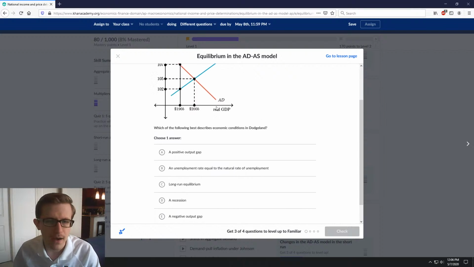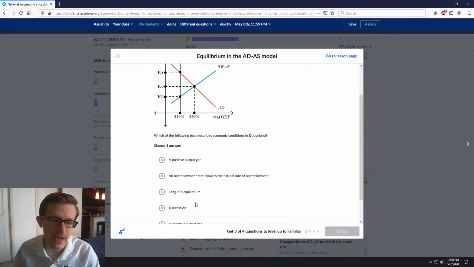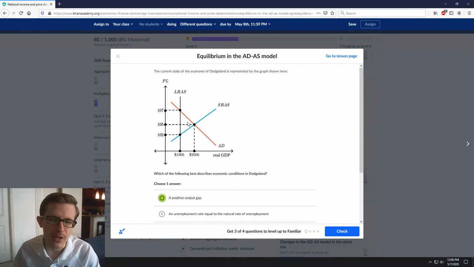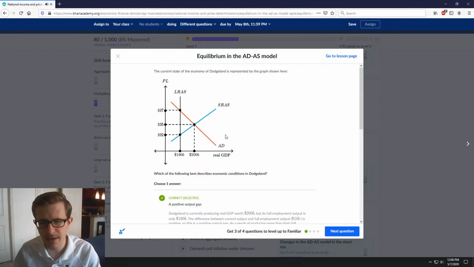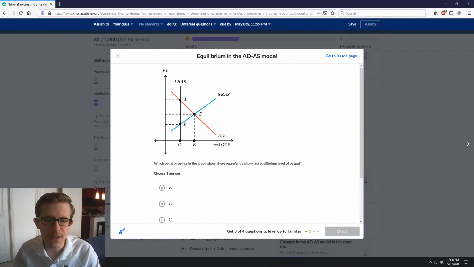A recession. If we're in a recession, that means we're making less than we need to, or should be, rather. We're operating to the left of the long run, so probably not that. And negative output gap is another way of saying recession, so it will be A, because we're making more. It's a positive output gap. And usually when we're operating here, it means that inflation is going to be higher than it regularly would be.